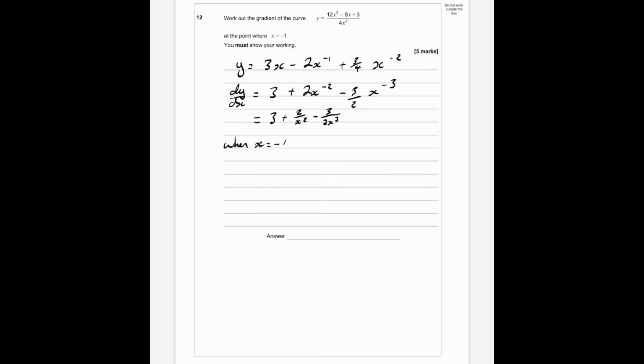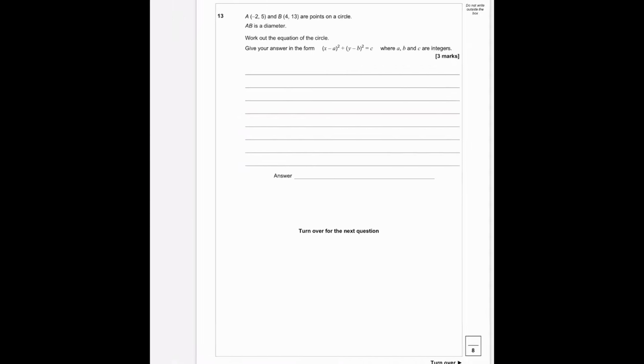We want to find the gradient when x equals negative 1, so I'm going to substitute negative 1 into that. You didn't have to rewrite this as fractions if you didn't want to. You can just substitute negative 1 into the first version of the differential and plug that into a calculator. That would do the same thing. Either way, you end up with 3 plus 2 plus 1.5, which comes out as 6.5 or 13 over 2. Any of the above or equivalent is absolutely fine for 12.